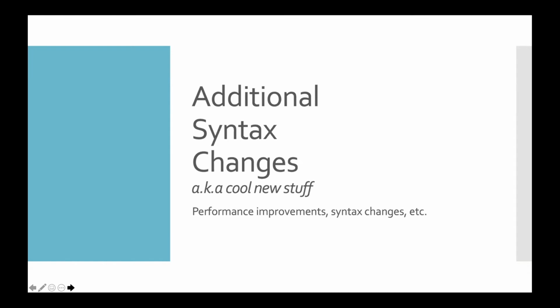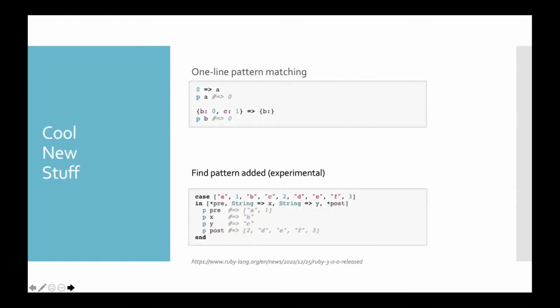There are some new cool syntax changes, aka cool new stuff. If anybody's ever played with Elixir, one of the strengths of Elixir is pattern matching. So we have improved pattern matching now. As you can see, you can have a hash, match out the key that you're looking for, and it will suddenly return the value.